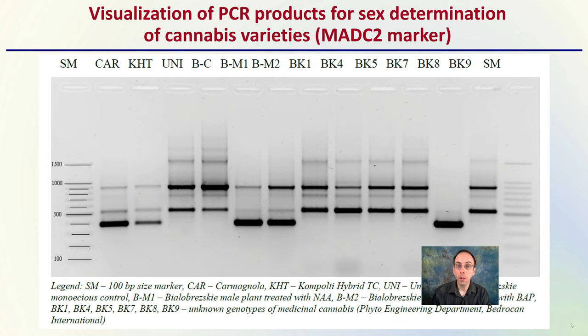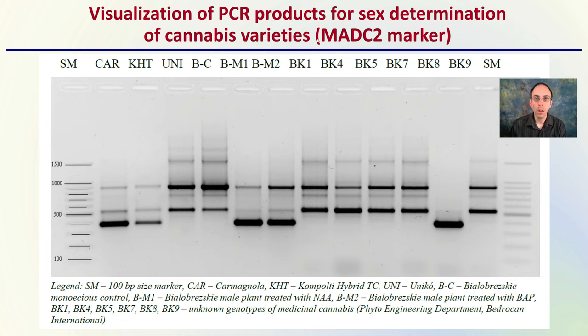Now, this is the visualization of the PCR products when we're looking at sex determination of cannabis varieties. And this is at the marker stated right there, the MADC2 marker. And this shows you the different varieties there and the different bandings. Now, if you see the same banding, that's indicating that the same DNA fragment exists there. If you see different bandings, that's going to indicate that there are different lengths of those DNA fragments. We see on the left here the marker, or the ladder as it's called, with this representing 1,500 base pairs, this representing 100. If you've ever looked at a gel from PCR products, the larger or longer sequences will be closer to where the wells were.